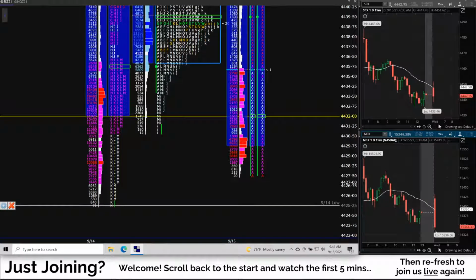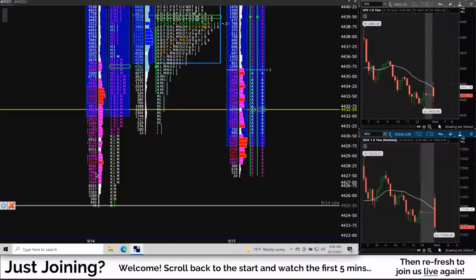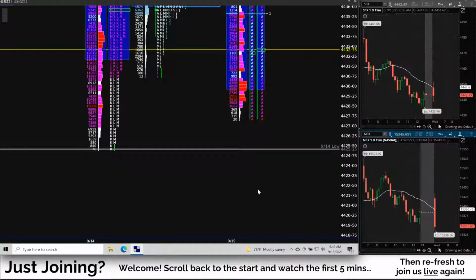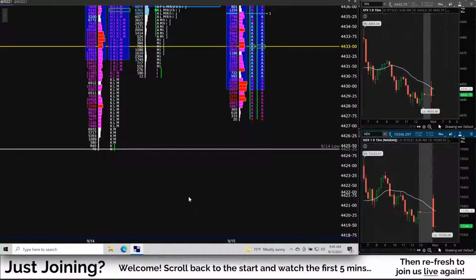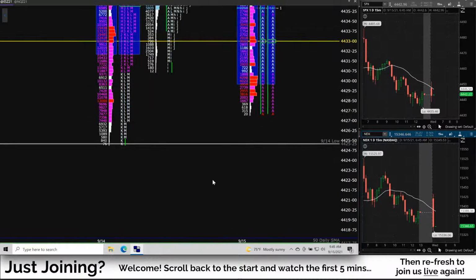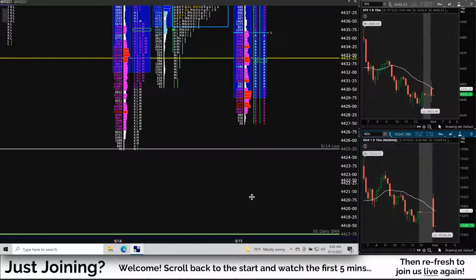Harry, what's the next ES support? Well, as we said, this node right here, which was sort of the last support from yesterday, is currently acting as support. Then you got yesterday's low. So that would mean they just get a few ticks below it and then pull back in. Sort of a look below and fail of yesterday's range. Otherwise, you're looking at further downside continuation.